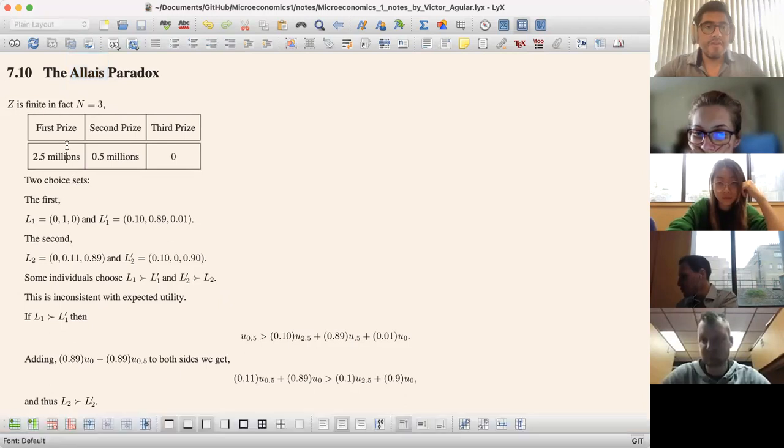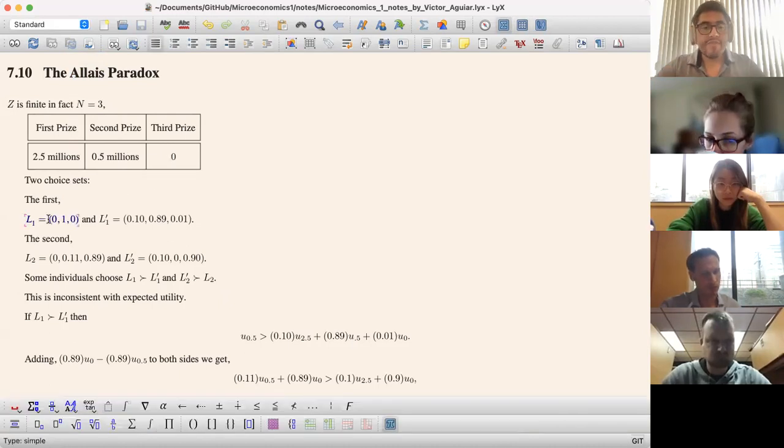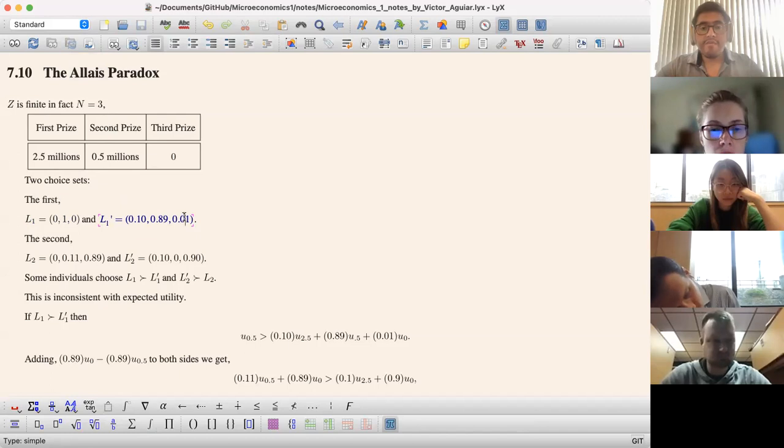So the setup is the following. We have three prizes: $2.5 million, $500,000, and nothing. Now you have two lotteries in the first menu. The first is the second prize with probability 1. The second alternative is 10% the $2.5 million, 89% the $500,000, and 1% the third prize.